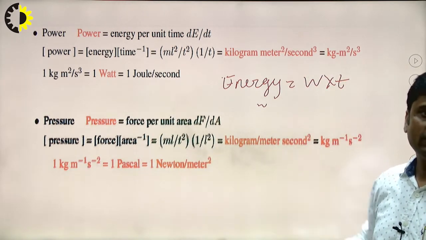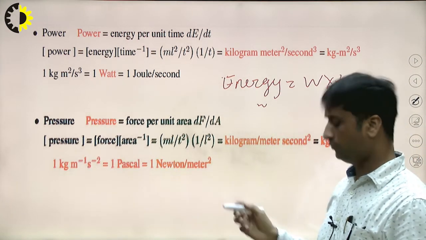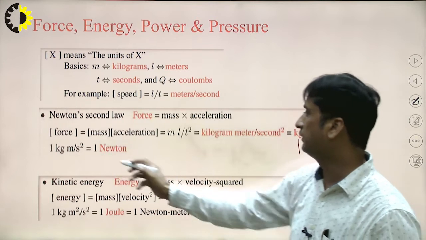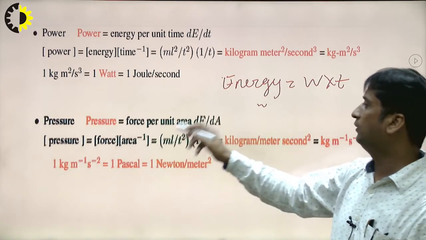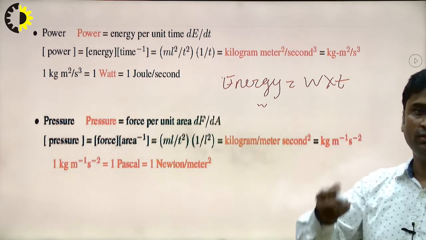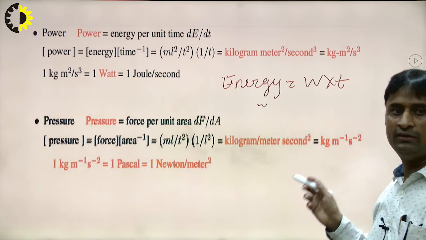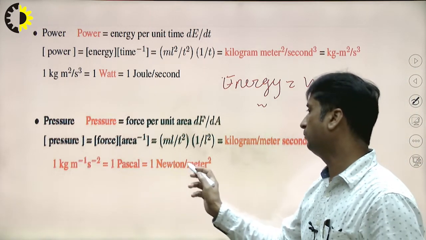Now we have the pressure. The pressure is force per unit area. The force we have calculated previously as kg m per s square. From here, we put the value of force per unit area, that is 1 by L square. We get the expression for the pressure, that is 1 Pascal is given by 1 Newton per meter square.